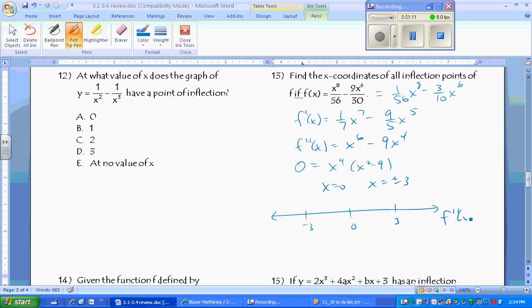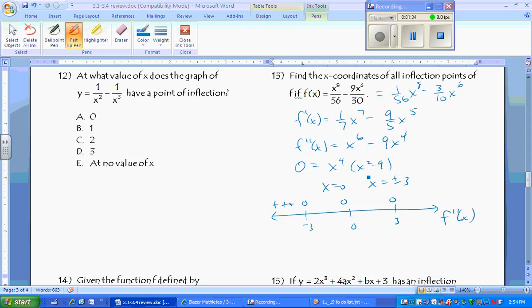This is our second derivative. The concavity changes from positive to negative at these points, because this is 0. Then we have an inflection point at those x values. So if we put in a value less than negative 3, so negative 4, negative 4 to the 4th is going to be positive. Negative 4 squared, 16 minus 9, that's going to be positive.